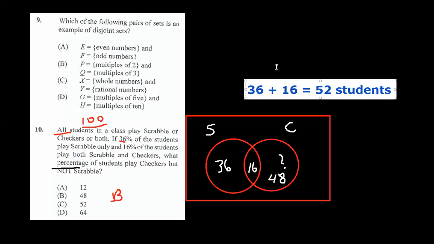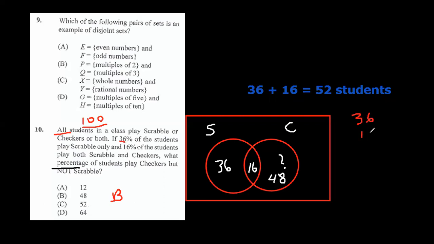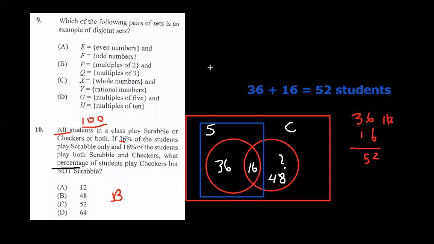So 36 plus 16: 6 plus 6 is 12, then 3 plus 1 is 4, and 1 is 5, right? So all together in this section here, I have 52 students. But there are more students. And they said everybody plays something. So there's nobody out here, right? There are 0 students out here.